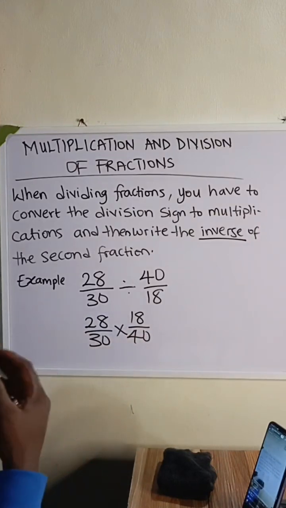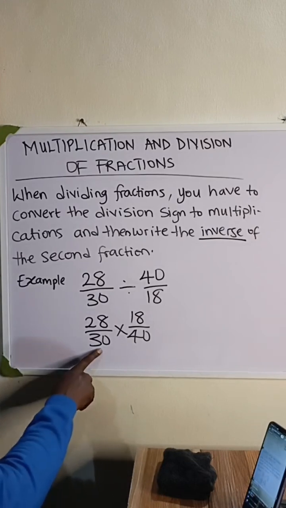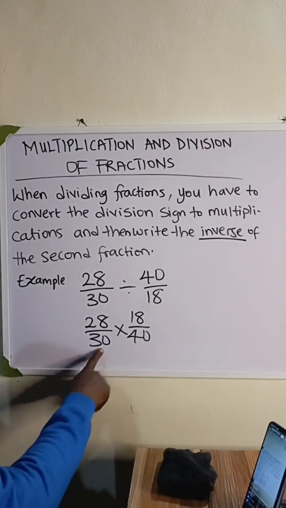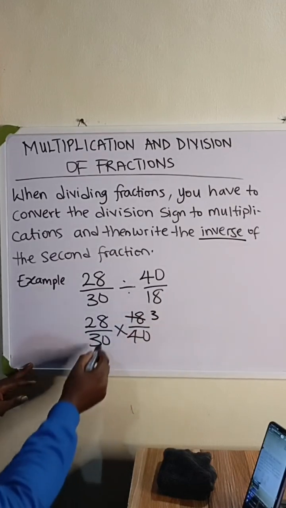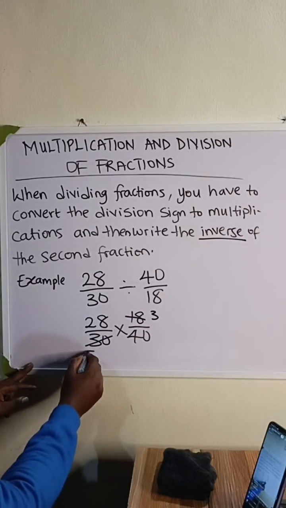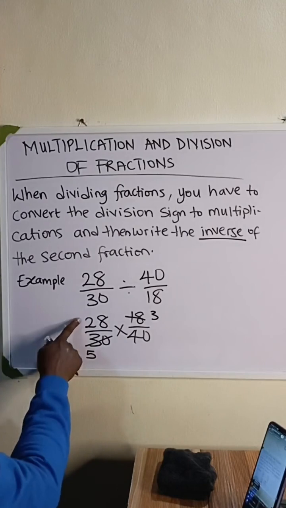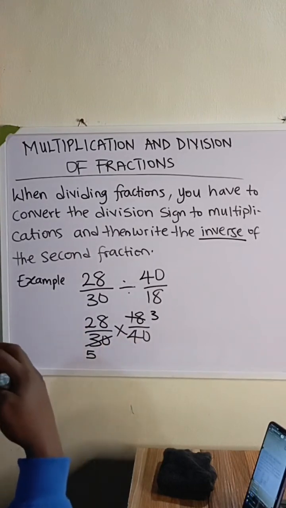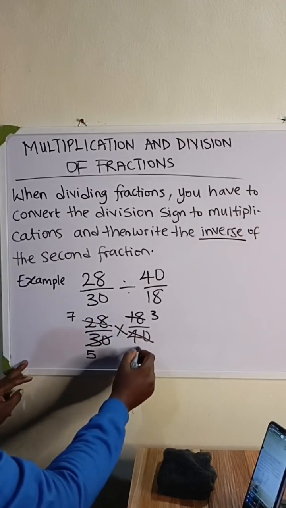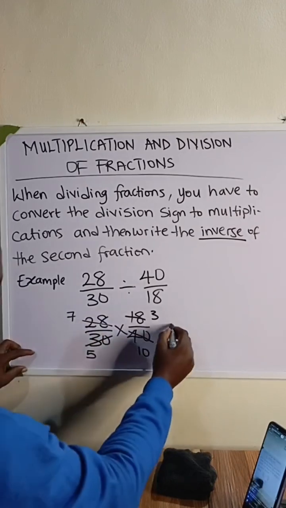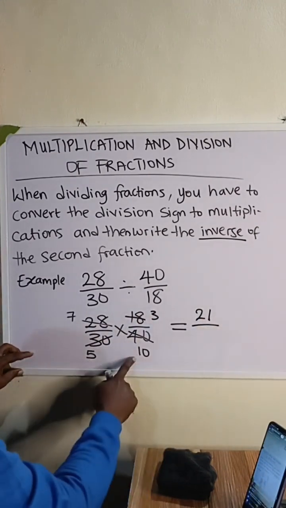So next, we look at the numerators and denominators to see if there are any numbers that we can cancel out. If you look over here, 6 can divide 30, 6 can divide 18. So 18 divided by 6 gives us 3. 30 divided by 6 gives us 5. Let's check if we have another place to cancel out. 28 and 40, 4 can cancel out. 28 divided by 4 gives you 7. 40 divided by 4 gives you 10. So what we are going to have is 7 times 3, 21, all over 5 times 10, which gives you 50.